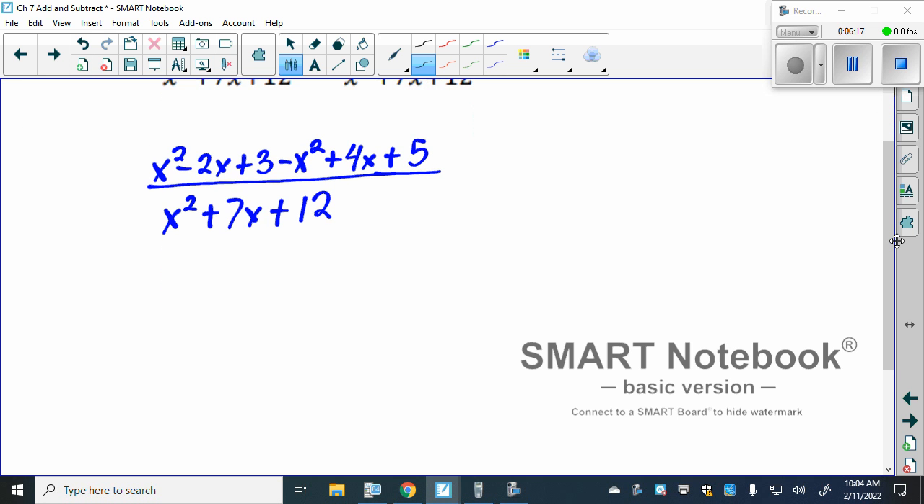And now, if we combine our like terms, well, x squared minus x squared is 0. It cancels out. Negative 2x plus 4x is 2x. 3 plus 5 is plus 8.